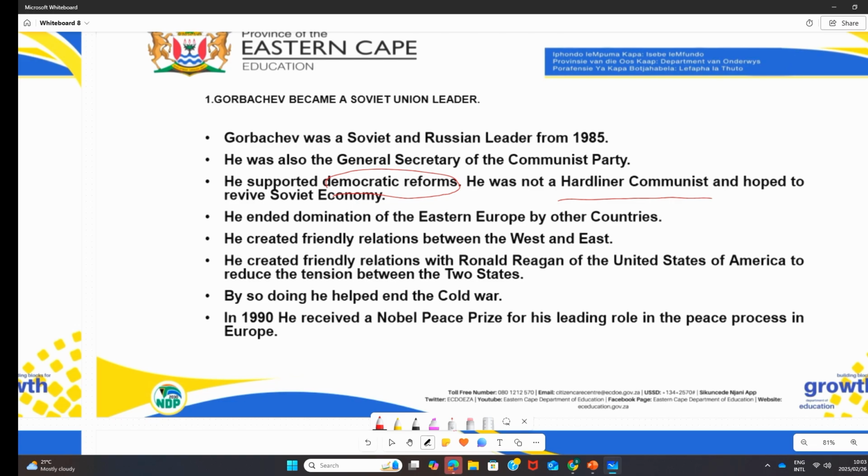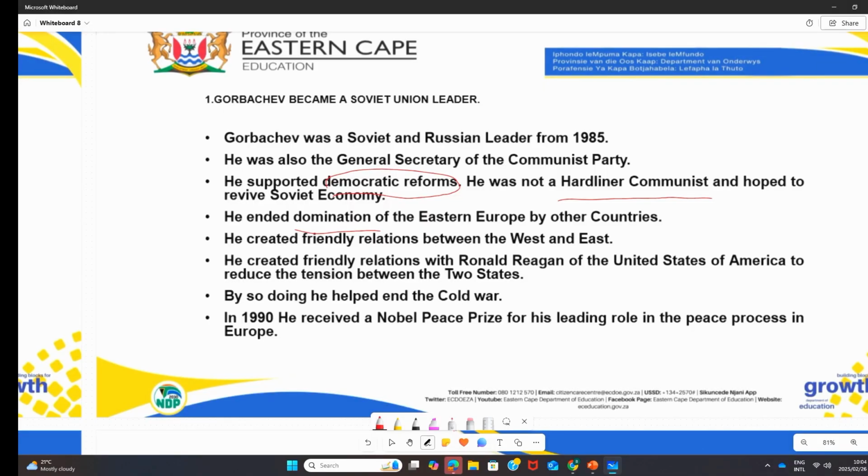He ended domination of Eastern Europe by other countries. Eastern Europe basically was dominated by the Soviet Union. He created friendly relations between the West and the East. Bear in mind that when he came to power, the relations between West and East were not cordial. They were not friendly whatsoever because of their political differences. Eastern Europe believed in communism, and Western Europe believed in capitalism. Those two different political ideas created enmity. So America wanted to spread capitalism, and it also wanted to prevent the spread of communism. That created what is called the Cold War.